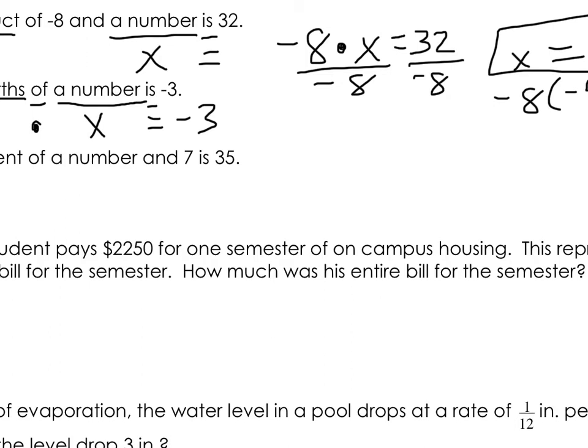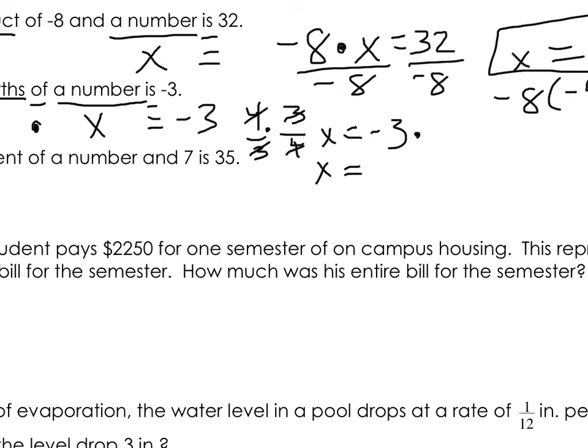Let's rewrite our equation over here. 3/4 times a number is -3. We need to eliminate the 3/4. We'll do that by multiplying by the reciprocal. What is 4/3 times 3/4? We can cancel the 3's, we can cancel the 4's, and we're left with just x.